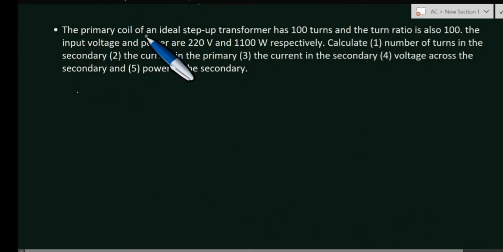A primary coil of an ideal step-up transformer has 100 turns and turn ratio is also 100. The input voltage and power are 220 volt and 1100 watt respectively. Calculate the number of turns in the secondary and the current in the primary, and third, the current in the secondary and voltage across the secondary, and the next one, power in the secondary.